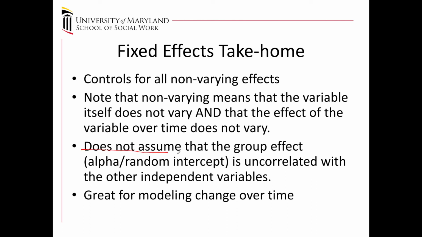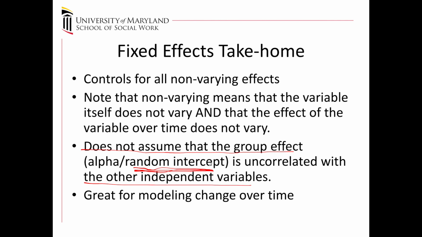So the great thing is that this doesn't assume that the group effect is uncorrelated with the other independent variables. We treat it just like a regression parameter. Now, with random intercept, we're going to have to be cautious of that because our random intercept, just like our error term, is not allowed to be correlated with other independent variables. And that's a strong assumption to say that your group effect, that your person effect isn't correlated with other variables that you have in your model. So we're going to have to be cautious of that.